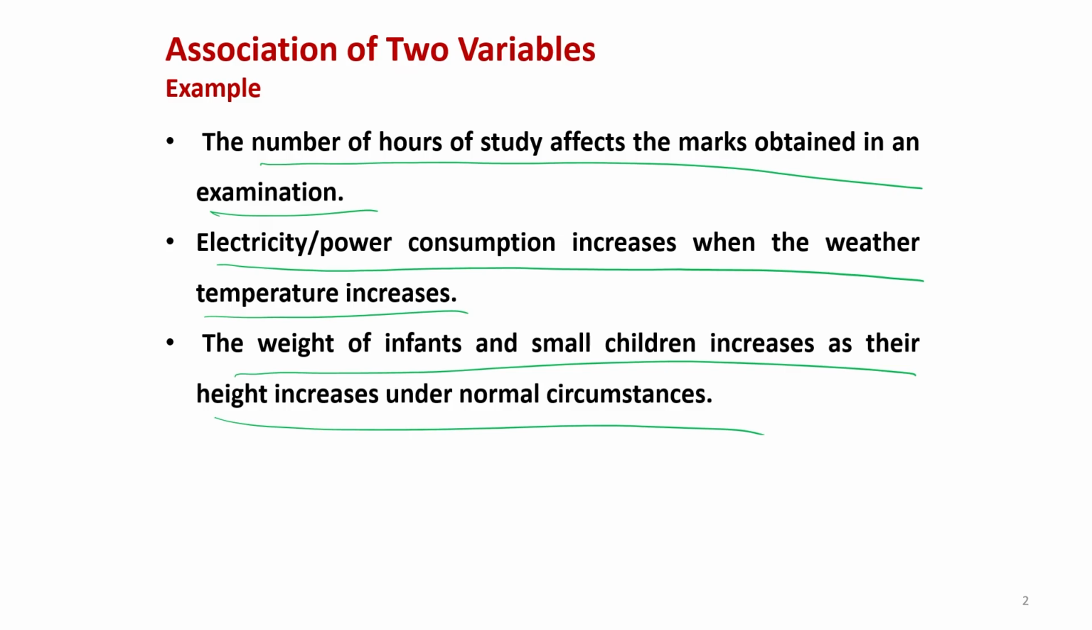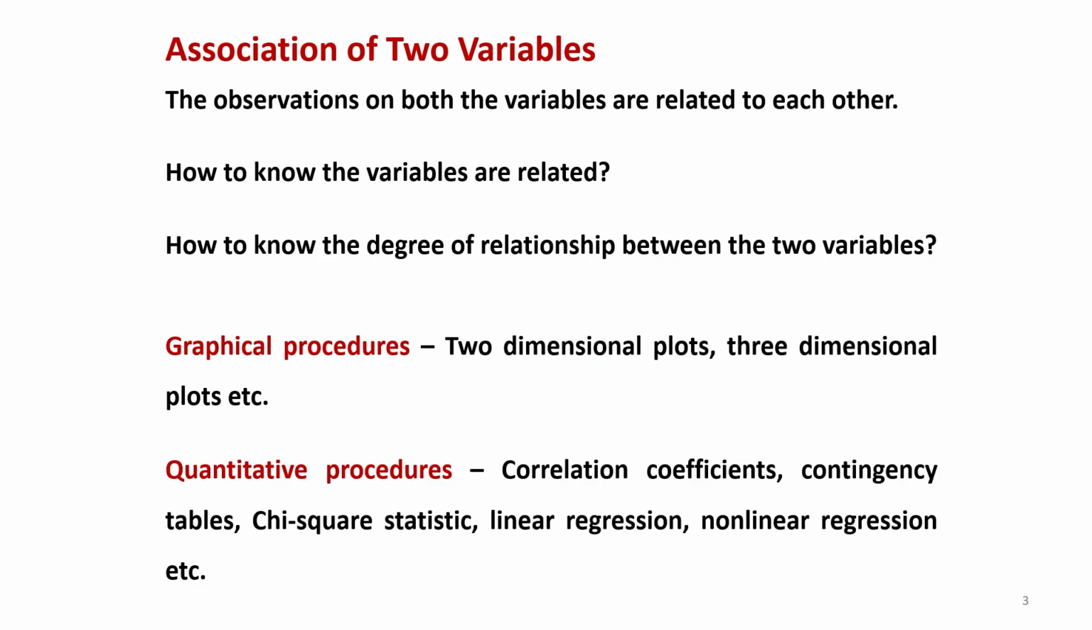So, I am taking this example, but in the same example the outcome will also depend on some other variables. For example, the marks obtained in the examination also depend on some other factors, right? Similarly, the power consumption also depends on many other factors. Similarly, the weight or height of children also depends on several other factors. But to keep the discussion simple and easy to understand, I will consider here only two variables.